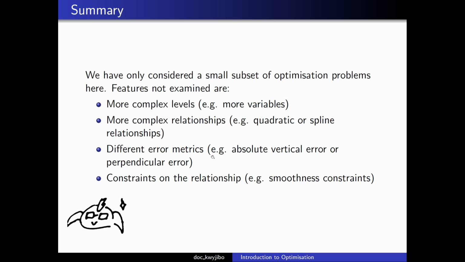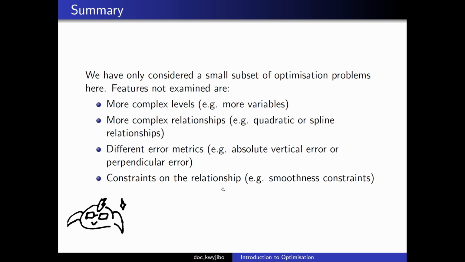Different error metrics. I raised 2. The absolute vertical error, so that was our option 1, that we pretty much just wrote off. Oh no, that's the one we used, wasn't it? Our vertical error. Or the perpendicular error. We also didn't use that. Again, something else that we could use. And different error metrics will give slightly different lines.